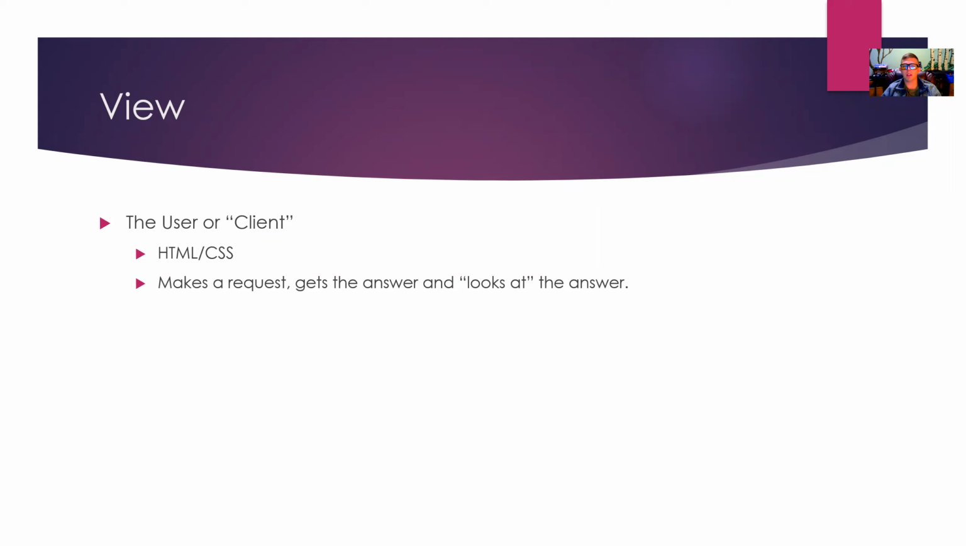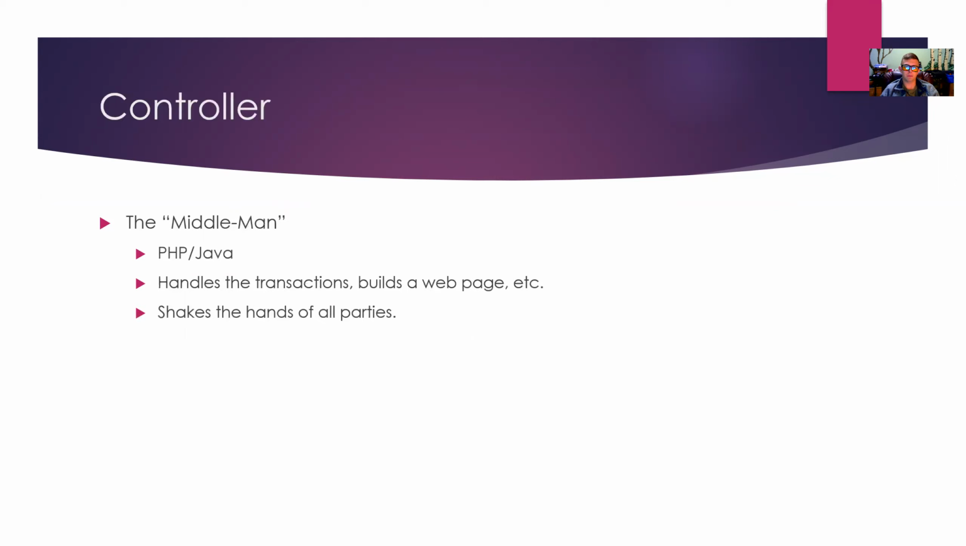So it starts this way: the user makes the request, then there's the controller, then there's the model, back to the controller, and then the user gets the answer and sees it. The browser, through HTML or CSS, will interpret that data to the user to be able to see it.